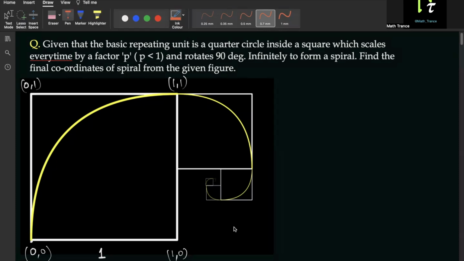Given that the basic repeating unit is a quarter circle inside a square which scales every time by a factor p less than 1 and rotates 90 degrees infinitely to form a spiral, find the final coordinates of the spiral from the given figure. So this is the given figure. The basic unit has a dimension of 1. I would like you all to pause the video and give a try to this question.